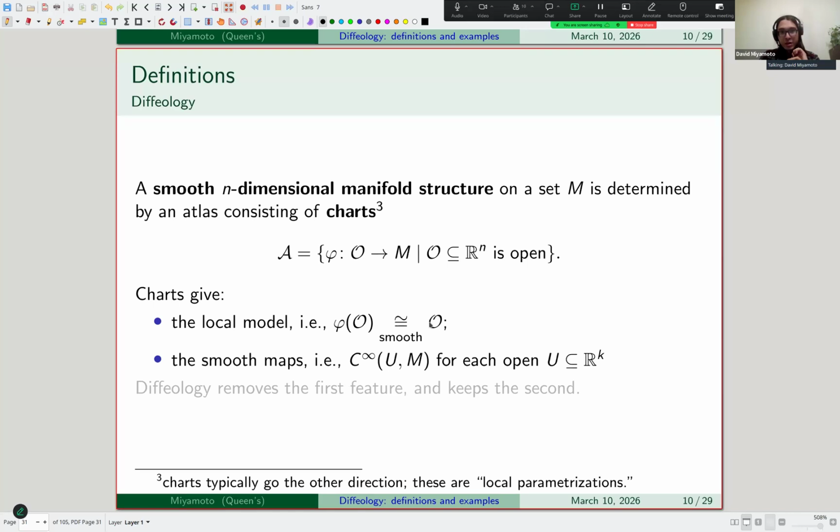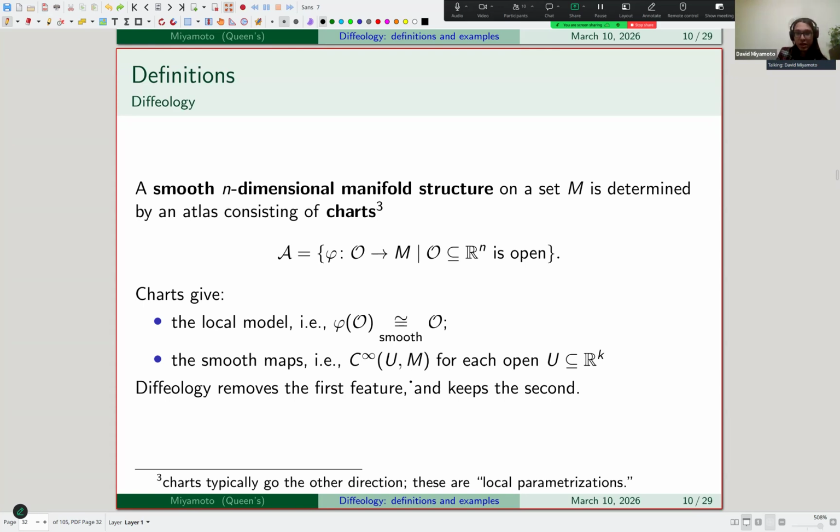And typically we see that this one implies this one here, right? The local model tells us what smoothness means, because we have some notion of smoothness on Rn, which is an uncontested notion of smoothness. Every derivative exists. There's no question there. And so on a manifold, we use that to define smoothness on the manifold. But diffeology is going to remove the first feature because, as we saw, all of those spaces before are not going to have local models.